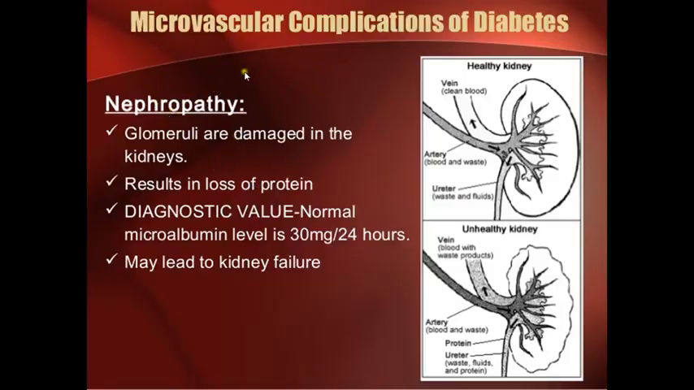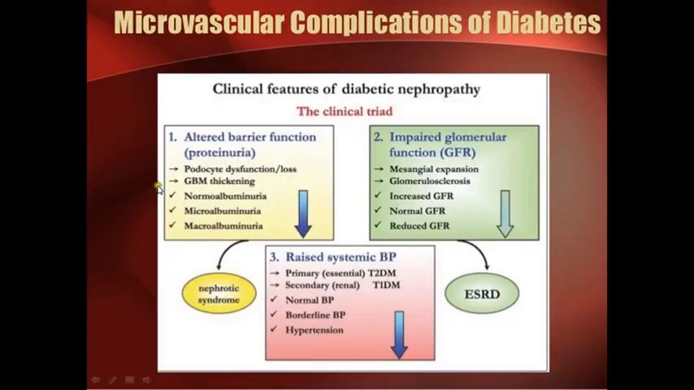In nephropathy, the high sugar levels cause damage to the glomeruli, which results in loss of protein. Diagnostic value: normal microalbumin level is below 30 milligrams per 24 hours. When it starts rising above 30 milligrams, it is microalbuminuria, which means the patient is developing nephropathy. This can lead to kidney failure. There is a clinical triad: nephrotic syndrome, end-stage renal disease, and diabetes with hypertension.